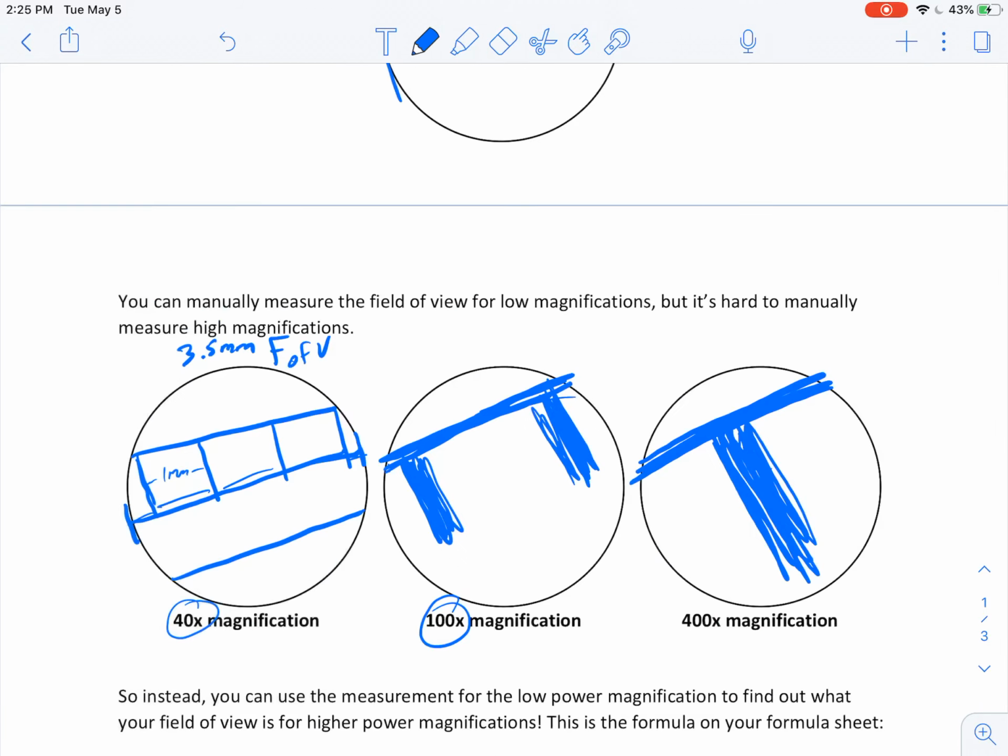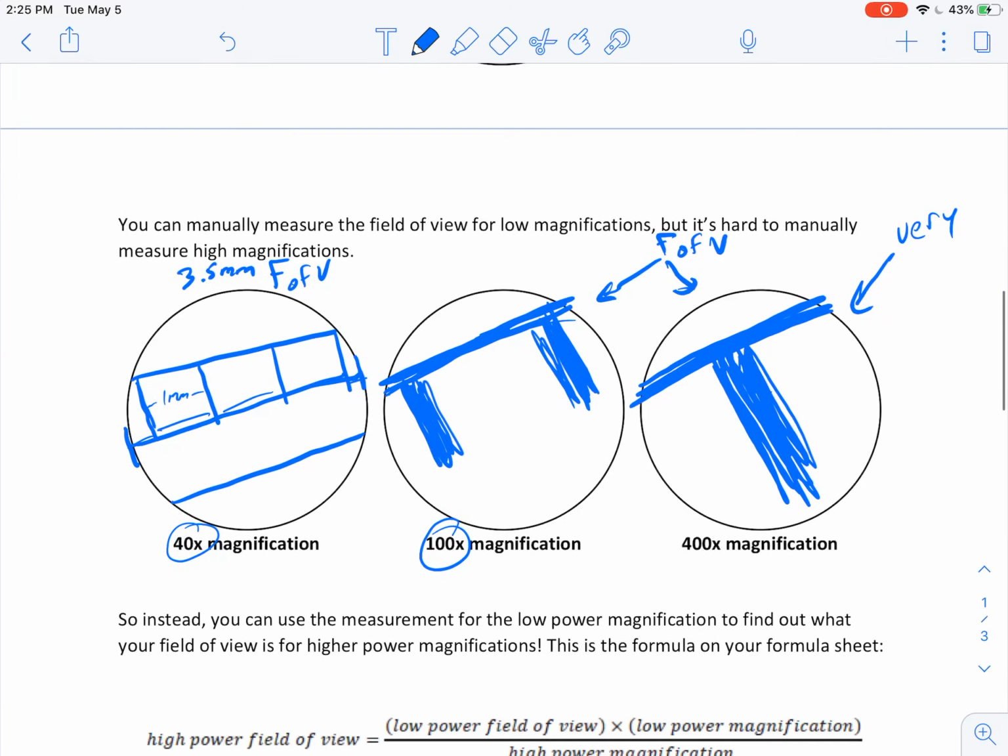Maybe. These are just approximations. But obviously it's very difficult to get an accurate representation of how wide this field of view really is. So in order to get the field of view diameters for these two, we need to use math. And the reason we need this is to see how big our specimen really is. If I look at a little cell, it's important to know if I'm looking at it with a certain magnification, but it's also going to be important to know how wide that field of view is so I can guesstimate the size of the specimen. We'll talk about that a little bit later.